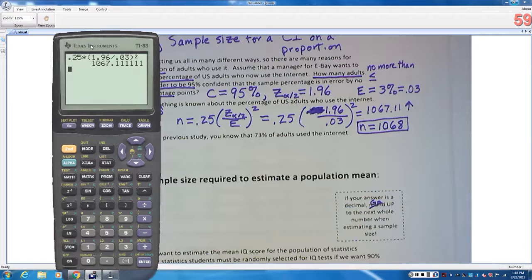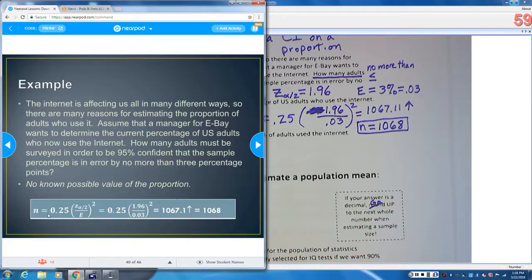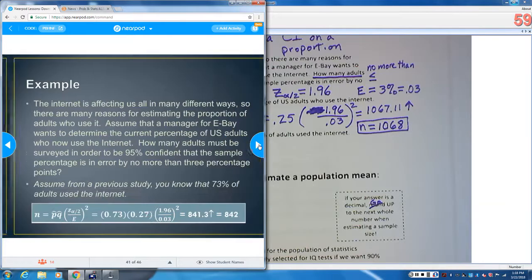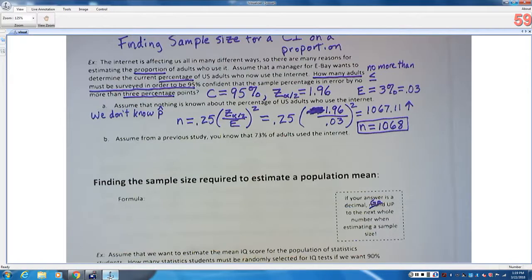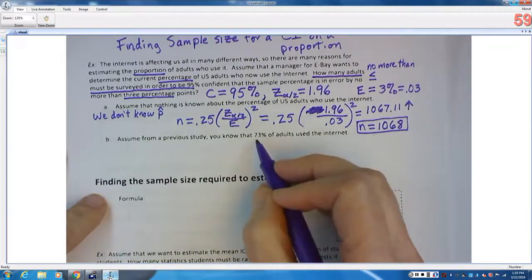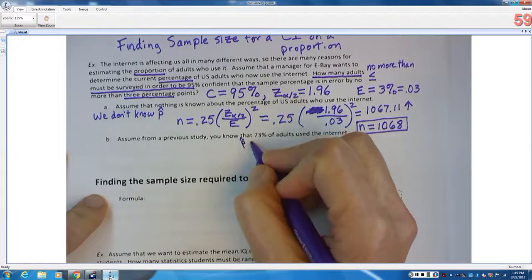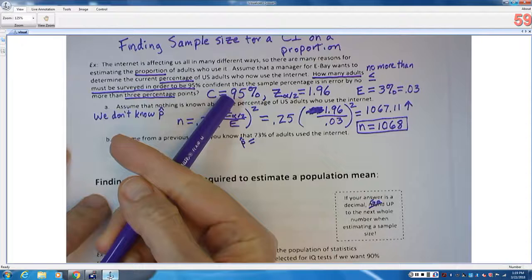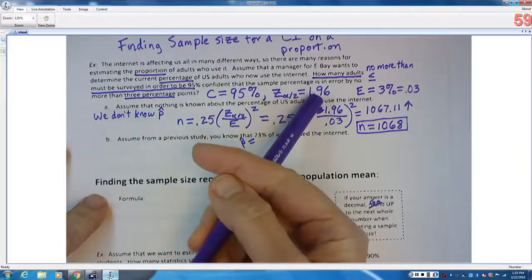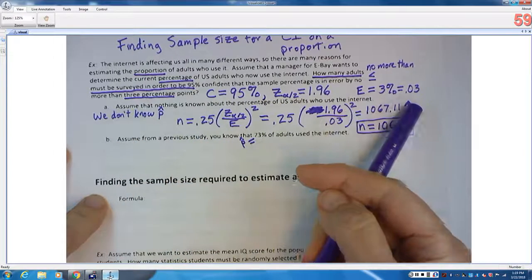All right. And then from a previous study, oh, well, I forgot. So here's my work, and I went up to 1068. Now we're going to assume that from a previous study, you know that 73% of adults use the internet. So now this is your p hat. Everything else is the same. It's still a 95% confidence level. The critical value is still 1.96. The margin of error is still 0.03.